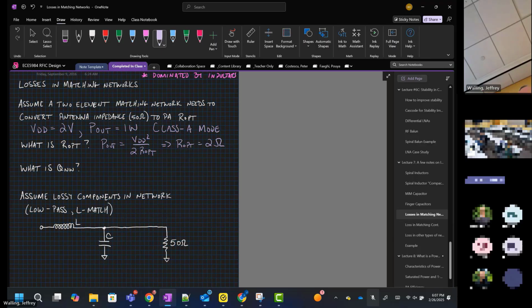Okay, so Sean got that right. Q of the network is square root of R big over R small minus 1. So square root of 50 over 2 minus 1. I'm just going to say that that's approximately equal to 5.